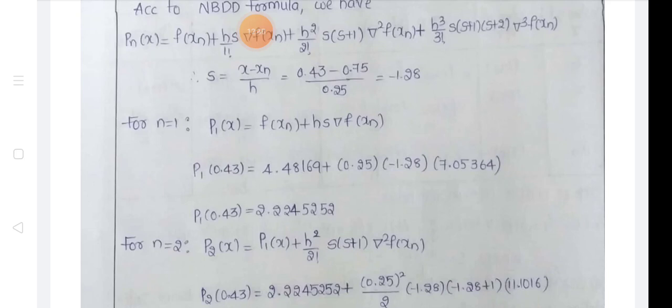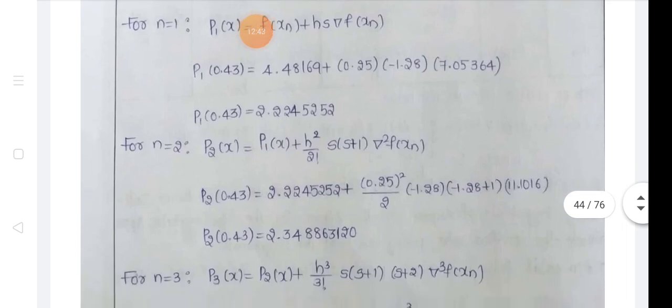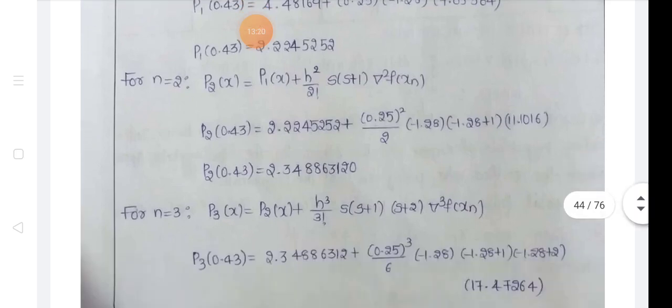For n equals 2, p2 of x equals p1 of x plus h square by 2 factorial s into s plus 1 del square f of xn. Put x equals 0.43. p2 of 0.43 equals p1 of x, 2.2245252 plus 0.25 whole square by 2, s into s plus 1, minus 1.28 into minus 1.28 plus 1, into del square f of xn 11.1016. After simplifying, we get the value p2 of 0.43 equals 2.348863120.